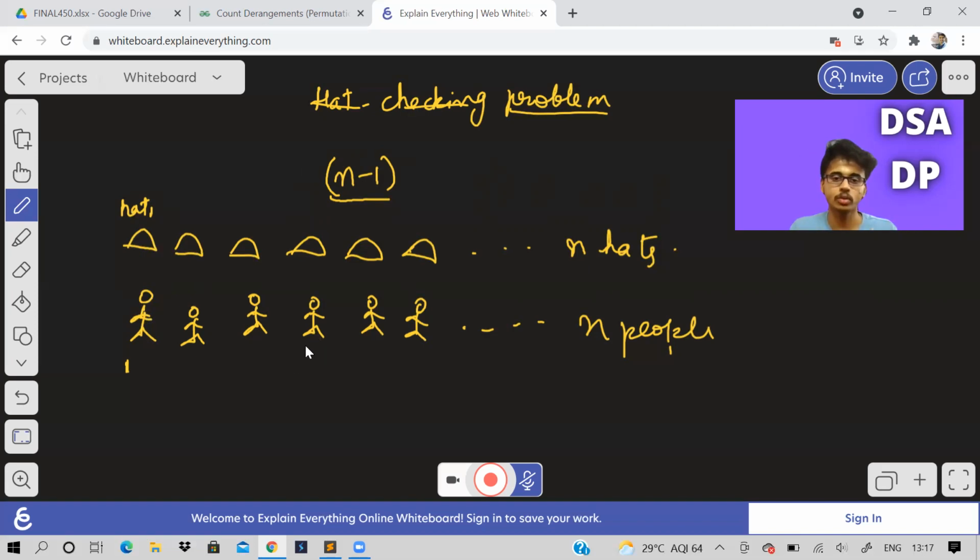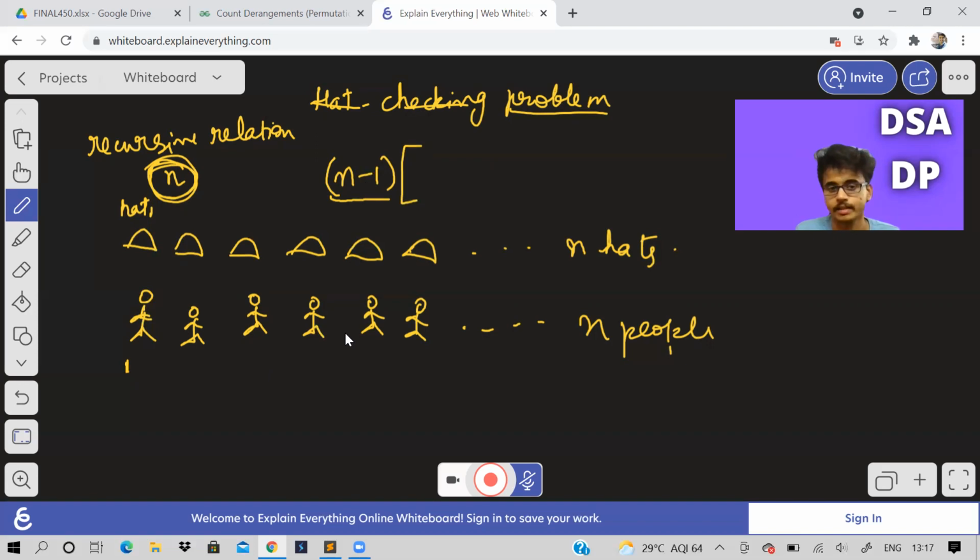What am I trying to do? I am trying to basically get a recursive relation, which will help me get the answer for n. What answer? How many derangements are there for any n. So let us come back to this. Person number 1, if I have to give him a hat, there are n minus 1 ways. Fine.